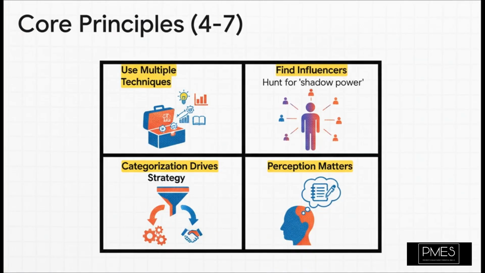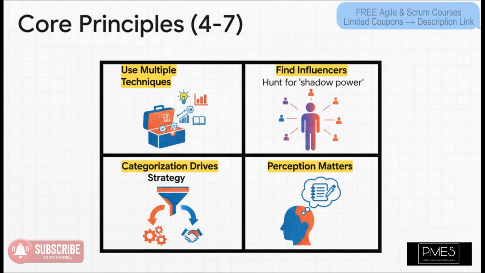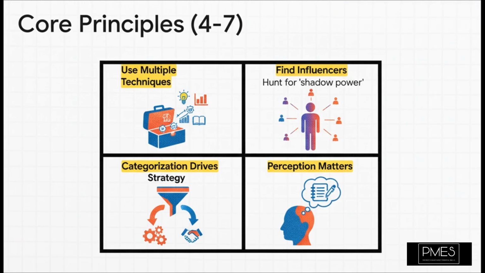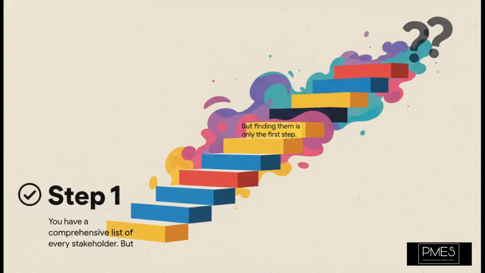And here's the rest. Principle 4, use multiple techniques to find people, don't just rely on one. 5, actively hunt for those informal influencers, those shadow stakeholders. 6, categorizing your stakeholders is what drives your strategy later on. And last but not least, number 7, perception is reality. If someone believes they are impacted by your project, then they are a stakeholder. Full stop.